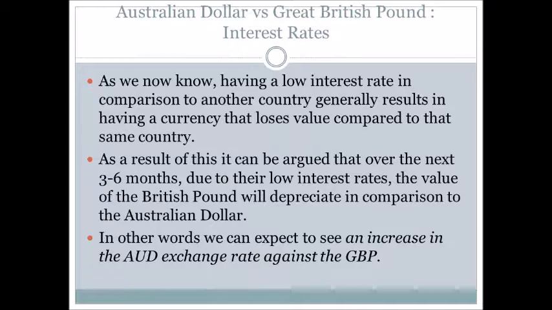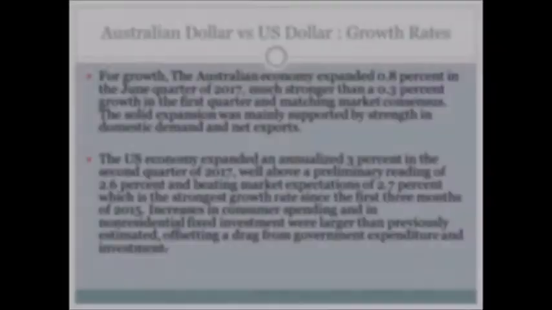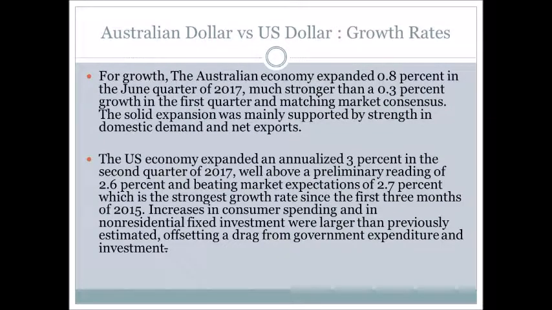In regards to growth rates, the Australian economy expanded 0.8% in the June quarter of 2017, much stronger than the 0.3% growth in the first quarter and the matching market consensus. The solid expansion was mainly supported by strength in domestic demand and net exports.